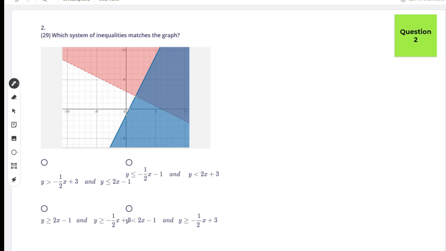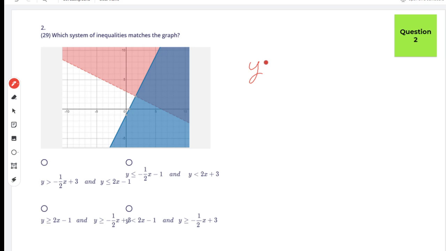In this problem, we are asked to identify the system of inequalities that is graphed here. And so what I'm actually going to do is just work on writing out the system. So I'm going to start with the red one. Now notice that the red one is shaded above the line, and it's a dotted line.